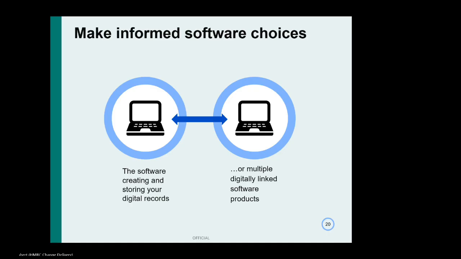So depending on your circumstances and needs, you may need one item of software which can do all of these things, or you may need to link multiple software products together. For example, you might have one that you use to keep digital records and send in quarterly updates, and another for the end of year return. You can also find more information about MTD compatible software on gov.uk.